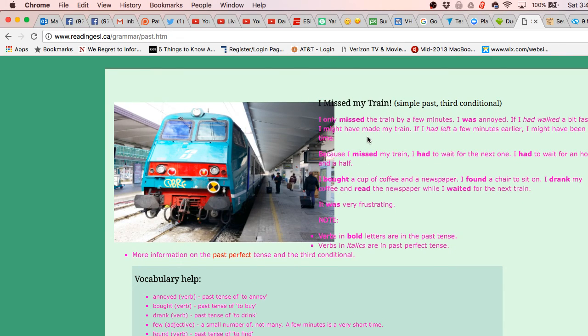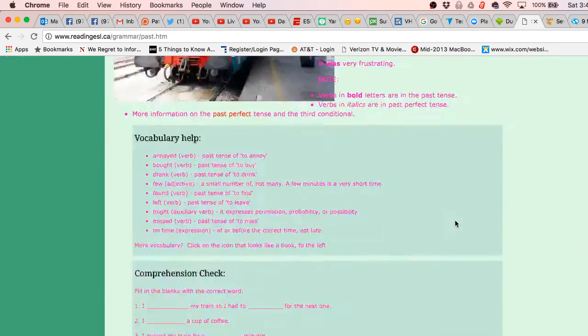So what you can do is, if you have a story such as this, they've highlighted some of these verbs, all right? You can then look at the word, think of the rule, think of the pronunciation that you're going to use. Miss, all right? S is voiceless, so it's going to have the T sound. Missed, all right? And then just start reading. I only missed the train by a few minutes. I was annoyed. If I had walked a bit further, again, now we're practicing the T sound.